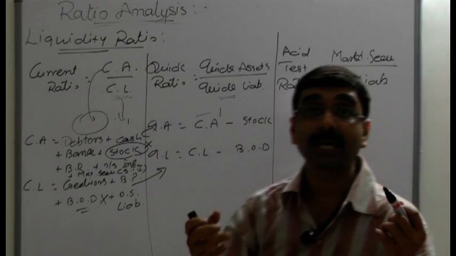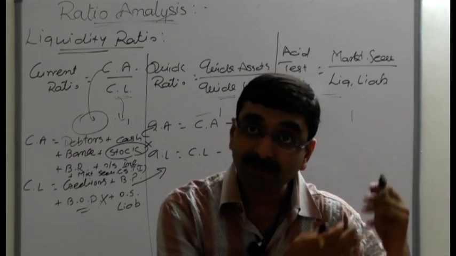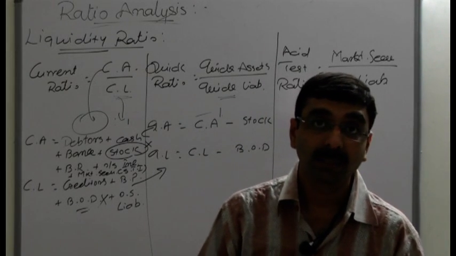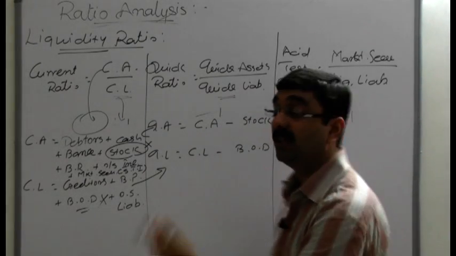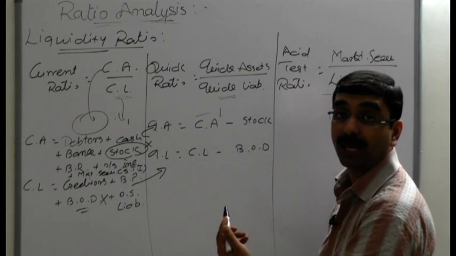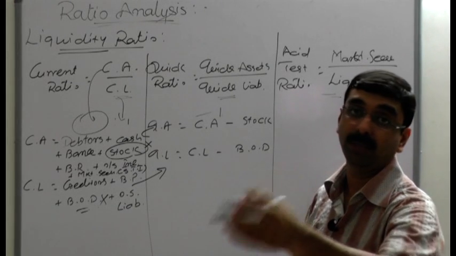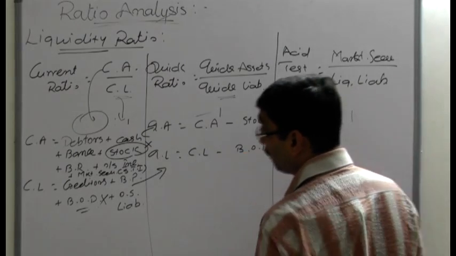Quick ratio actually shows the position of how much cash and liquidity is available to meet immediate liabilities payment. Immediate may be within 5 days or within 10 days that you want to pay. And if there are any quick assets which you have, we can dispose of them, get the cash back and meet the payment of liability. So this is the quick ratio.